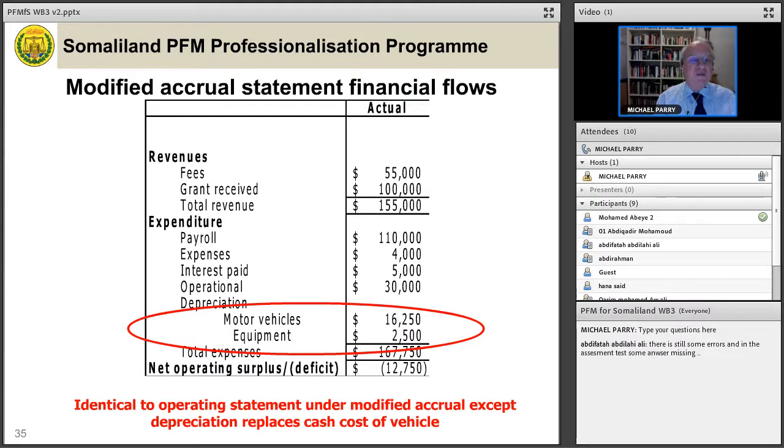Revenues are the same as under modified accrual. Expenditure is the same as under modified accrual, except that the purchase cost of the motor vehicle is now replaced by the depreciation on motor vehicles and equipment. So the only change in this statement from the modified accrual basis is that you've replaced the total cost of the vehicle with the depreciation charge.